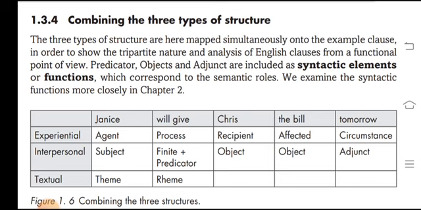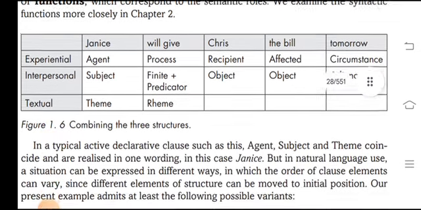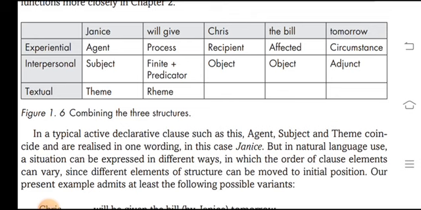Combining the three types of structure. The three types of structure are mapped simultaneously onto the example clause in order to show the parallel nature of the analysis of the English clause from a functional point of view. The predicator, object, and adjunct are included as syntactic elements or functions, with correspondence to semantic roles, and we examine the semantic functions more closely in chapter 2. Jenny: agent; will give: process; finite plus predicator; theme.